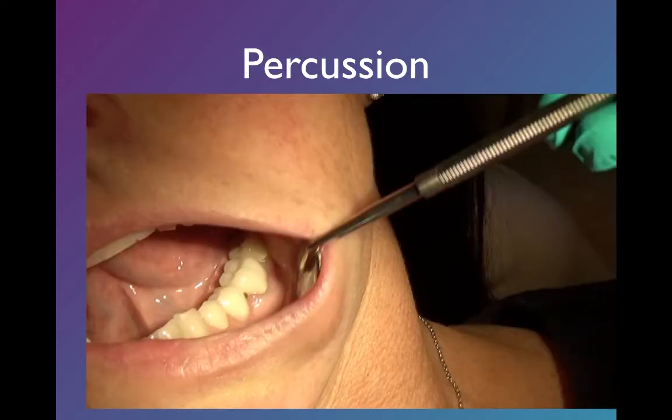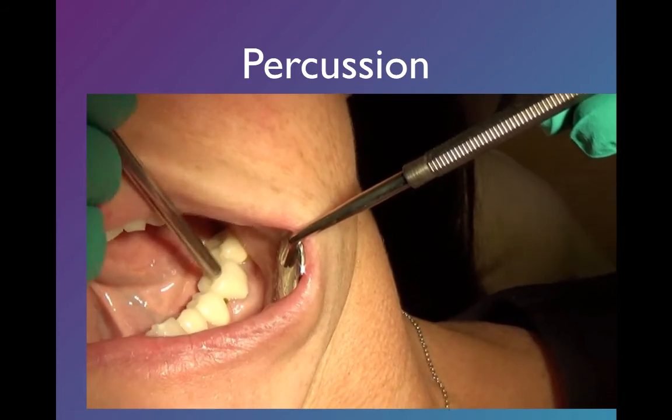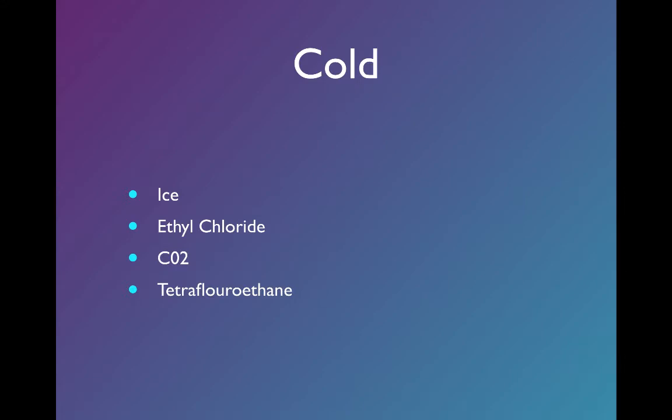So percussion is also something that we'll do every case. And again, this is something that scares them a little bit more. And we're looking for differences. So it's important to test several teeth in the quadrant. And this is what percussion looks like. And then we have the assistant write that down.